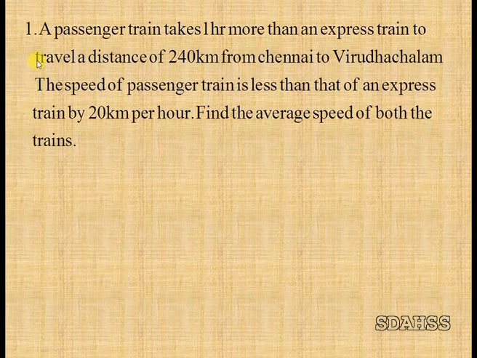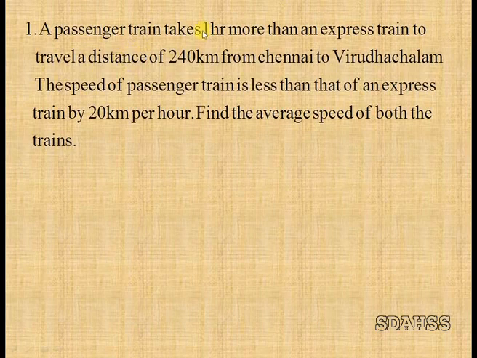First sum. A passenger train takes 1 hour more than an express train to travel a distance of 240 km from Chennai to Virudhachalam. The speed of the passenger train is less than that of the express train by 20 km per hour. Find the average speed of both the trains.